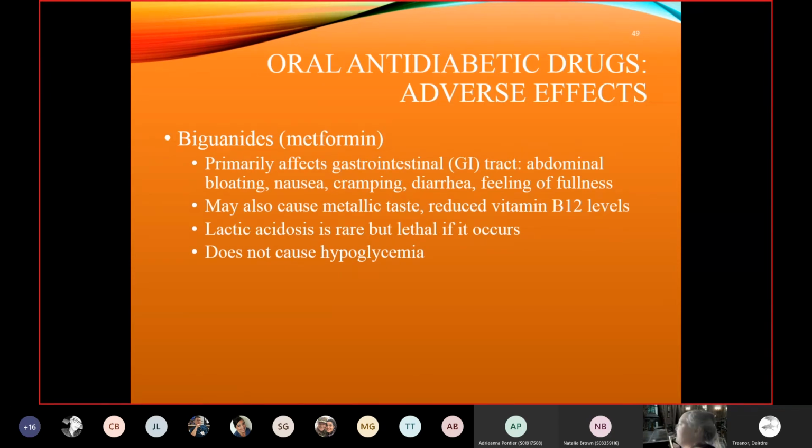So most of the side effects are GI, like abdominal bloating, nausea, cramping, diarrhea, and feeling of fullness. A lot of those subside after a couple of weeks on the metformin therapy. They might also have metallic taste or decreased B12. Lactic acidosis is rare but can be lethal. And again, they don't cause a lot of hypoglycemia, which is so nice.